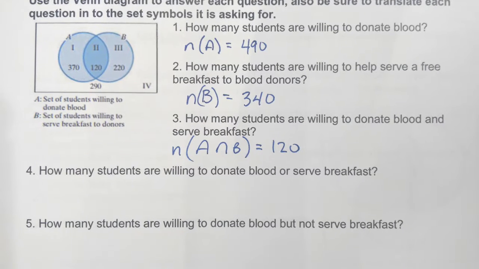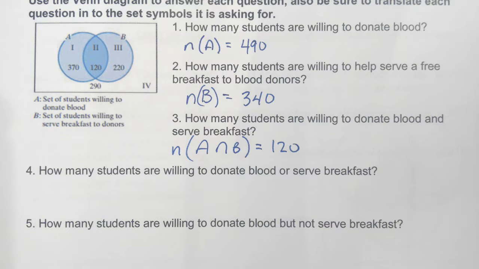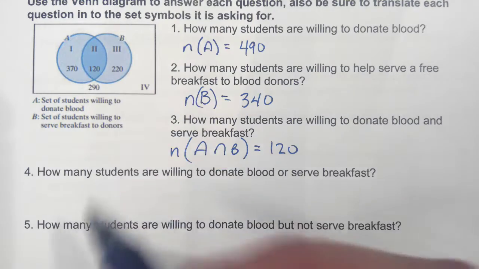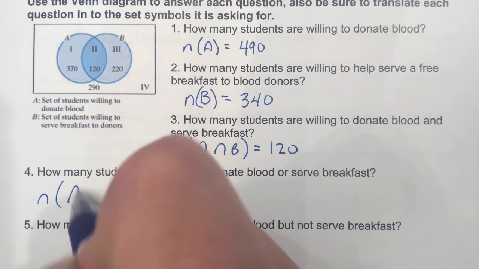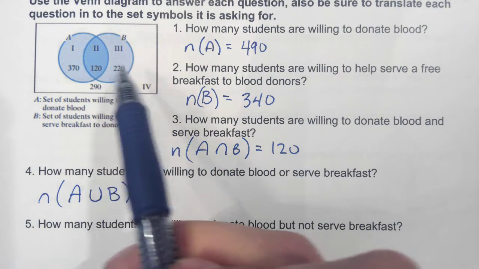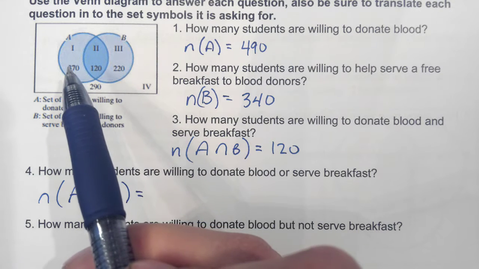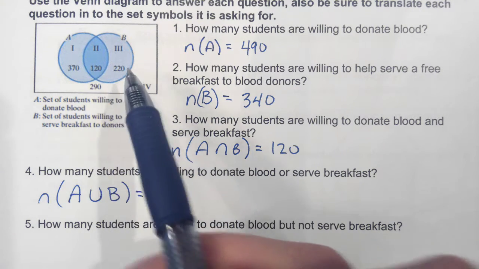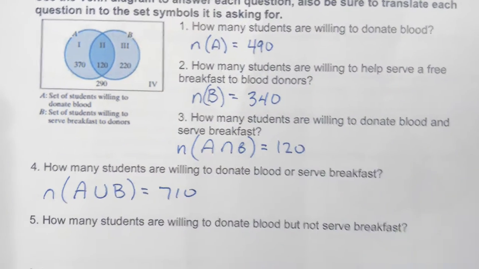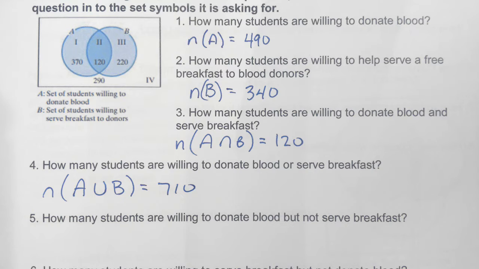How many students are willing to donate blood or serve breakfast? So what's our total number of students that are willing to do some kind of donation, either of their time or of their blood, or both? Because or means the union of A and B, right? So the number of elements in the union of A and B. That's going to be the sum of these three numbers. 370 and 120 is 490, and 490 and 220 is 710. So there's 710 total students willing to do one or the other or both.